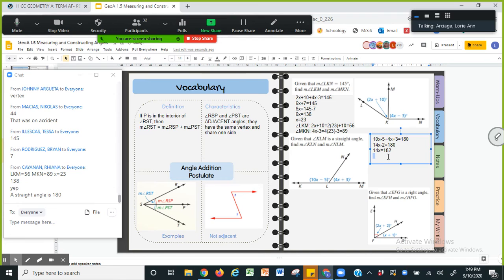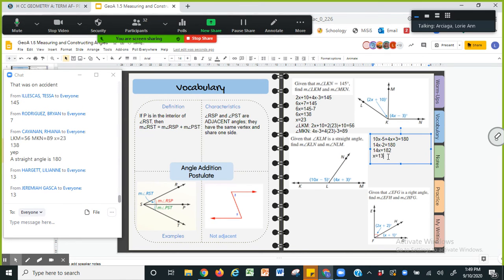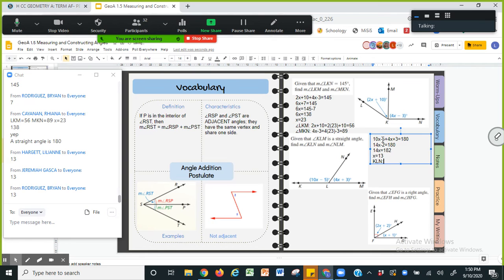And then, does 14 divide 182 exactly? What would that be? 13. Thanks, Lillian. All right. So then let's substitute to find KLN. You can also do that in your head if you don't want to write the whole thing up.